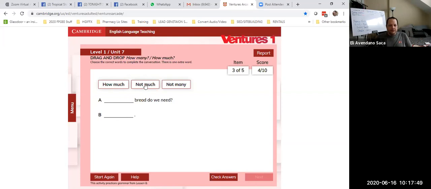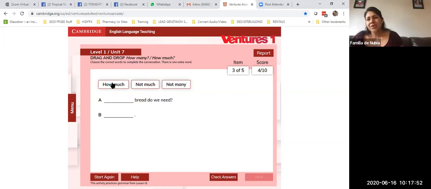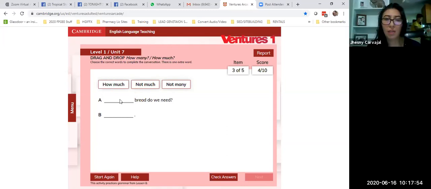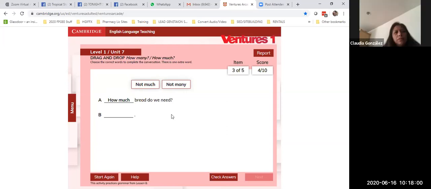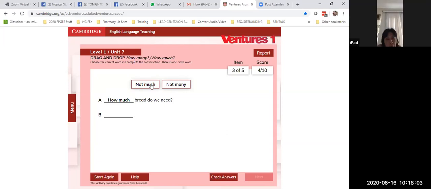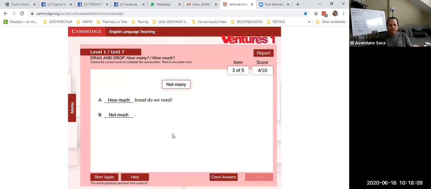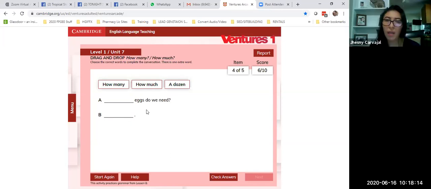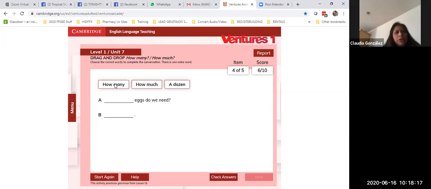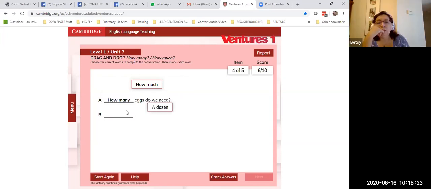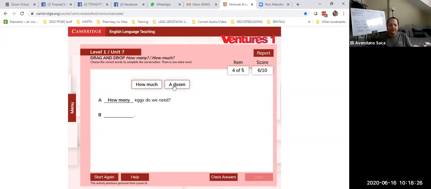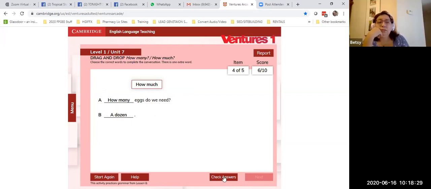Bread. How much? Not much. How many? How much bread do we need? Okay. How much bread do we need? Not much. Okay. Very good. How many eggs do we need? Okay, how many eggs do we need? And then? A dozen. Right, number five.